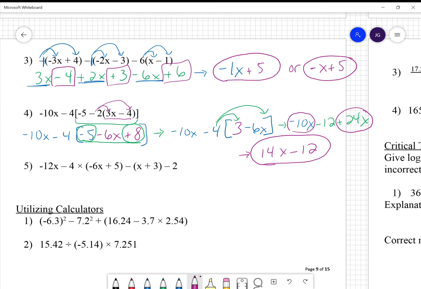Number 5, I have a couple sets of parentheses. I'm going to distribute the 4. Since inside my parentheses there are no like terms, the only way to get rid of the parentheses is to distribute. In my second set, I see I have a minus parenthesis. That's like having a negative 1.